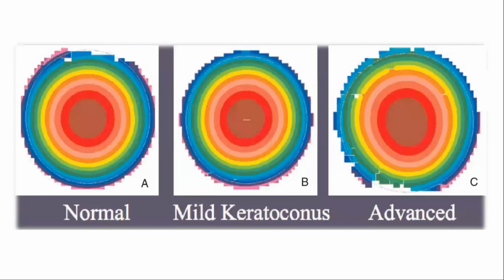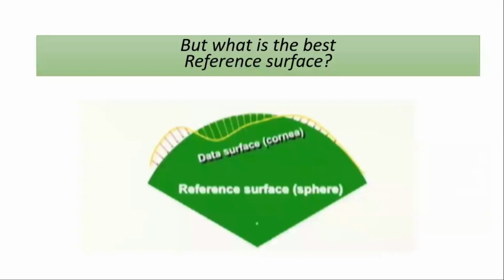So here, firstly, we can see that these are three different corneas: normal, mild keratoconus, and advanced, which look alike in this picture because the reference surface is not used to compare them. So this shows the importance of using an appropriate reference surface to highlight the abnormalities in the cornea. So what is this reference surface and what is its importance?